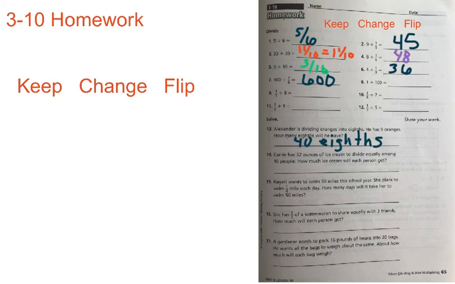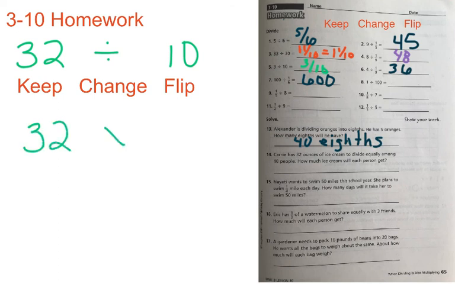Let's look at number 14. Carrie has 32 ounces of ice cream to divide equally among 10 people. How much ice cream will each person get? Well, she's taking 32 ounces and she's dividing it amongst her 10 friends. Let's go ahead and practice our chant. Keep, change, flip. Keep our first number, 32. Change our sign from divide to multiply. And flip, remember 10 written as a fraction is just 10 over 1. So flip it and it becomes 1/10.